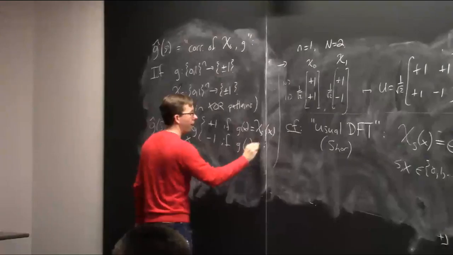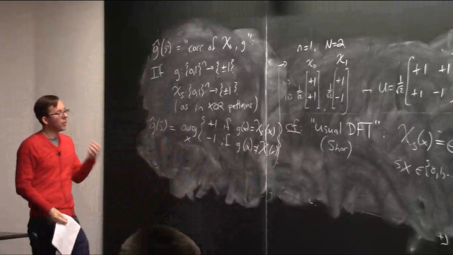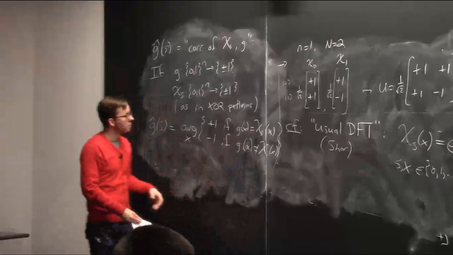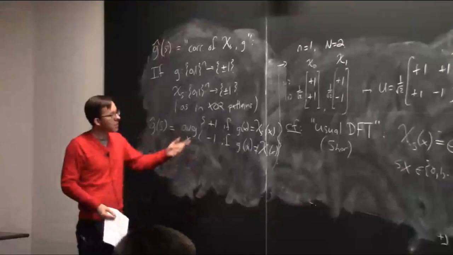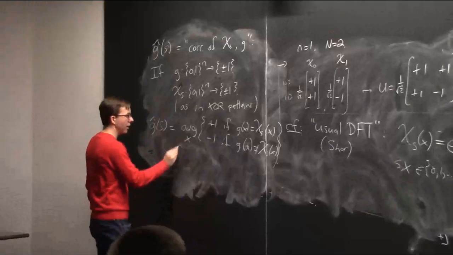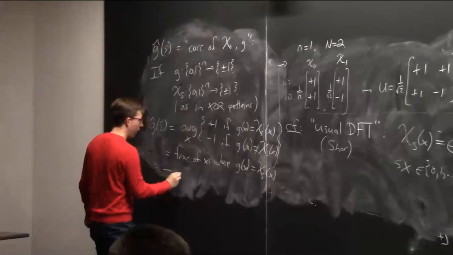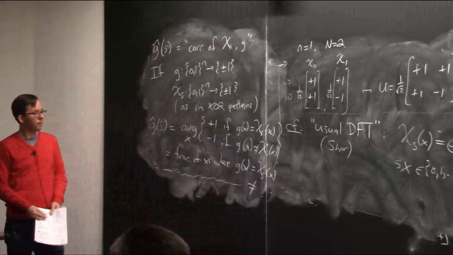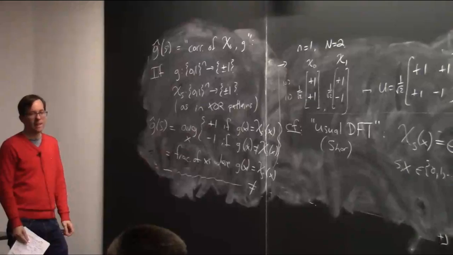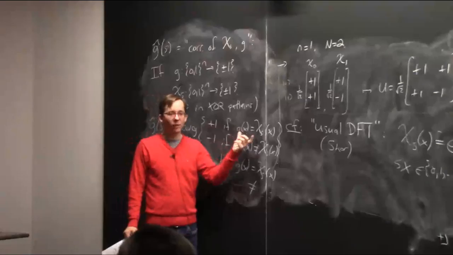Okay, and this feels even more like a correlation. It's like how similar the function g is to the function chi s. You look over all the inputs, on average, are they the same or are they not? And average this up with plus one and minus one. So it's like the fraction of x's where g of x equals chi s of x minus the fraction of x's where they're not equal. This is just equal to correlation. Yeah, it's equal to correlation in the statistical sense, if you think of g of x and chi s of x as random variables where x is the randomness.